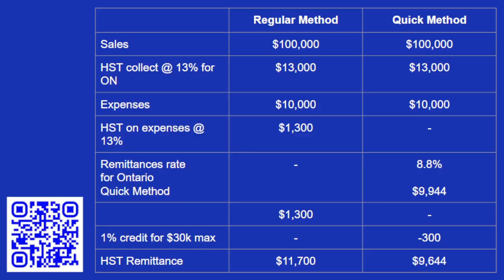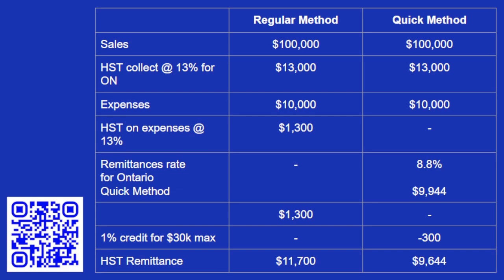So here's another scenario. We keep the sales to be the same thing. Now the only difference is that in this scenario, the expenses are different. It's lower. Instead of $40,000 in the last scenario, in this scenario, expenses is $10,000. So if we're to use the regular method here, the net amount that you have to remit to CRA is $11,700. Now, you can already tell that this is less beneficial compared to the quick method.